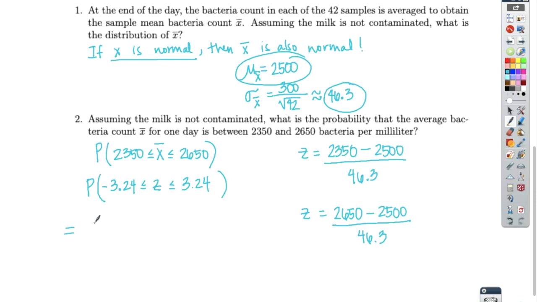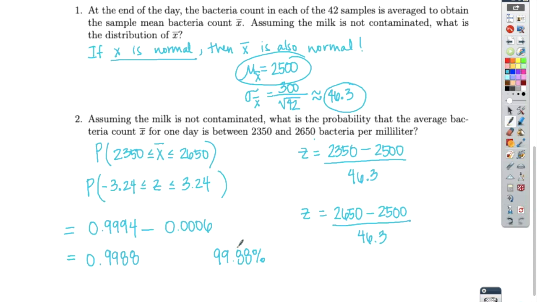So hopefully you found on the table that the larger area, the one associated with 3.24, is 0.9994, and the smaller area, which I gave away, is 0.0006, which means that the difference between them is 0.9988. In probability language, 99.88%. So what is the probability that the average bacteria count, X bar, for one day is somewhere between 2350 and 2650 bacteria per milliliter? It's almost 100%.